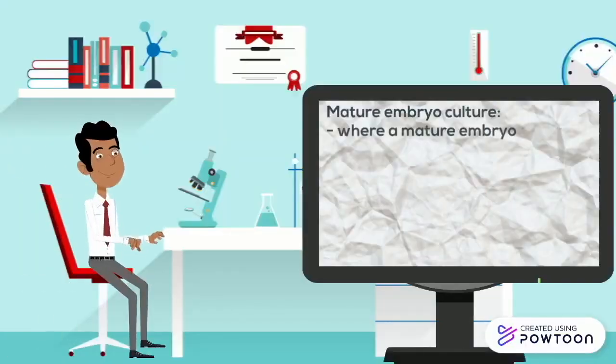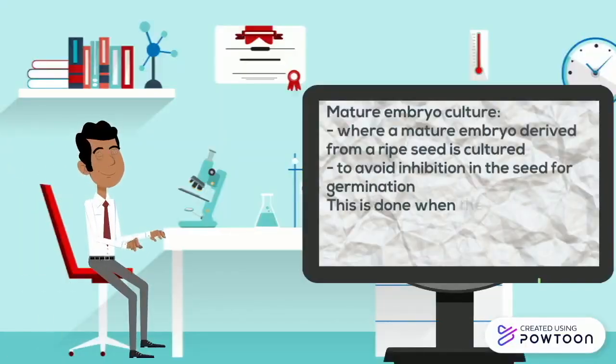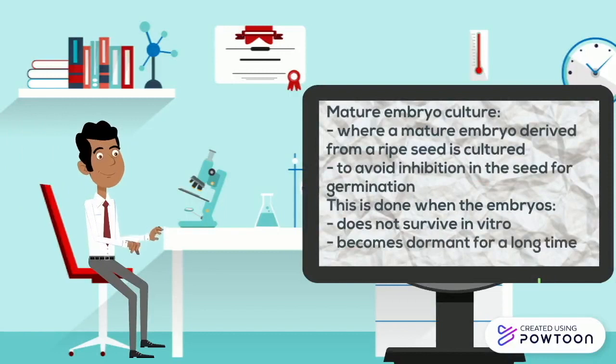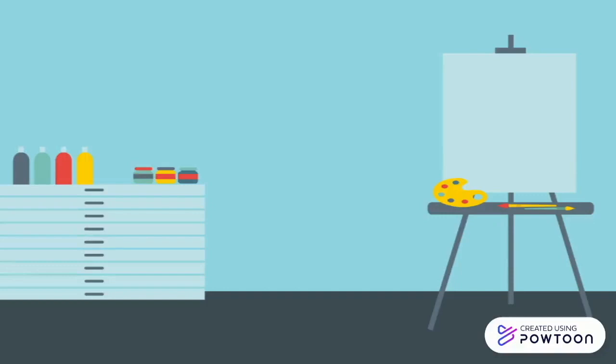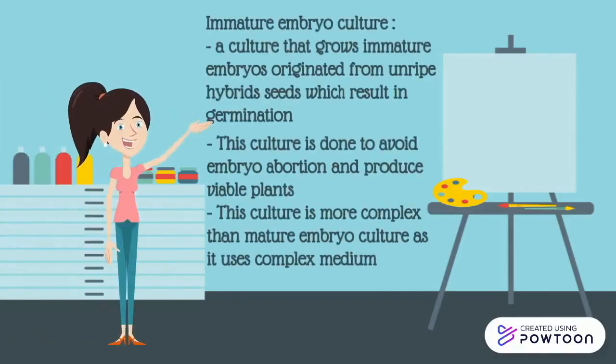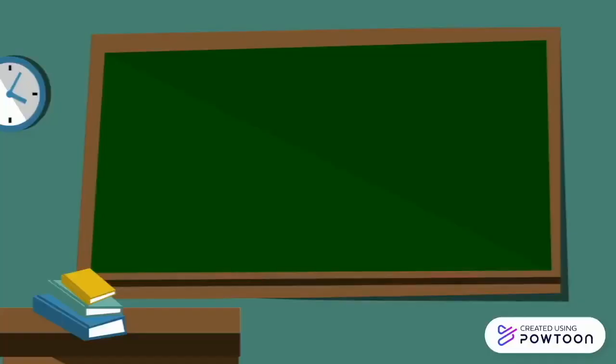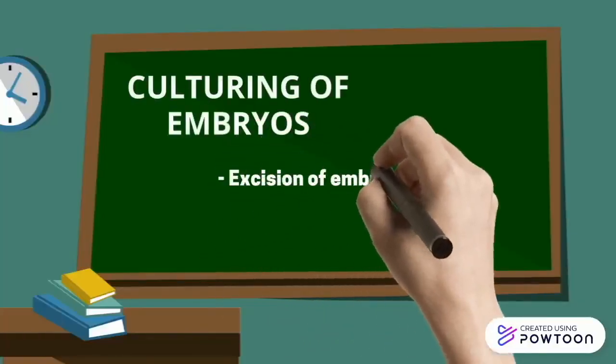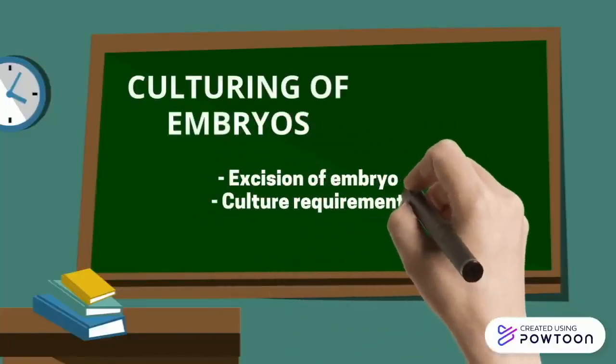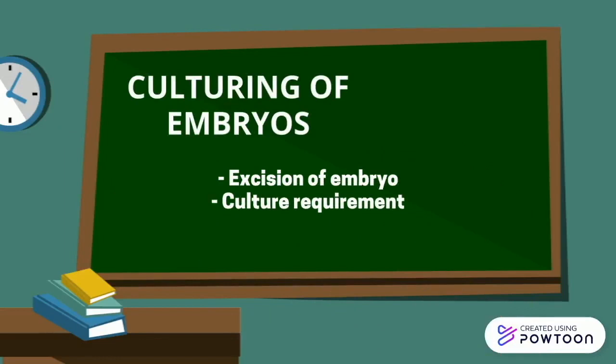Mature embryo culture is where a mature embryo derived from a ripe seed is cultured. This is to avoid inhibition in the seed for germination. As for immature embryo culture, it is a culture that grows immature embryos originated from unripe hybrid seeds, which results in germination. Culturing of embryos includes excision of embryo and culture requirement.